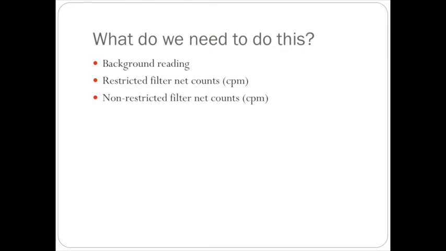Since you know the efficiency of your machine, you can convert that to disintegrations per minute using the efficiency equals counts over disintegrations formula. And once you have it in disintegrations per minute, you can then convert into microcuries. So if, again, we want to know how many microcuries of iodine are on our filter, that's how we're going to do that. And we would count both the restricted filter and the non-restricted filter.